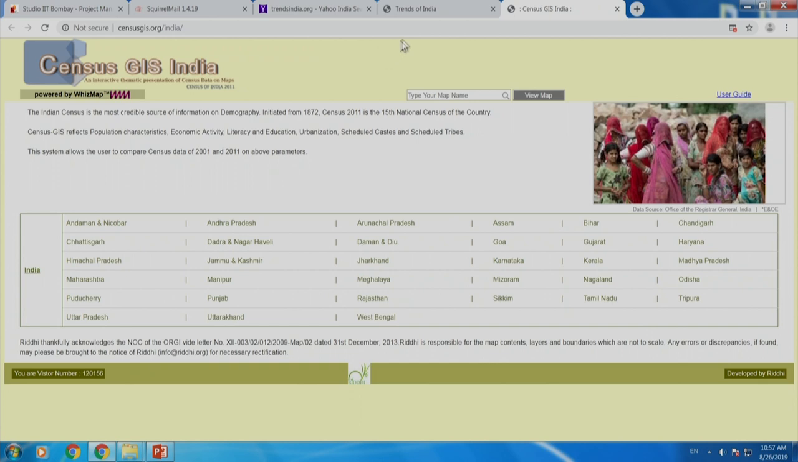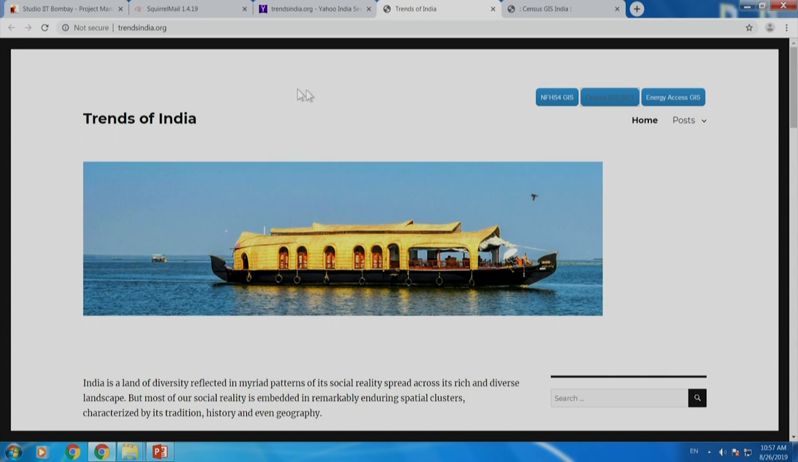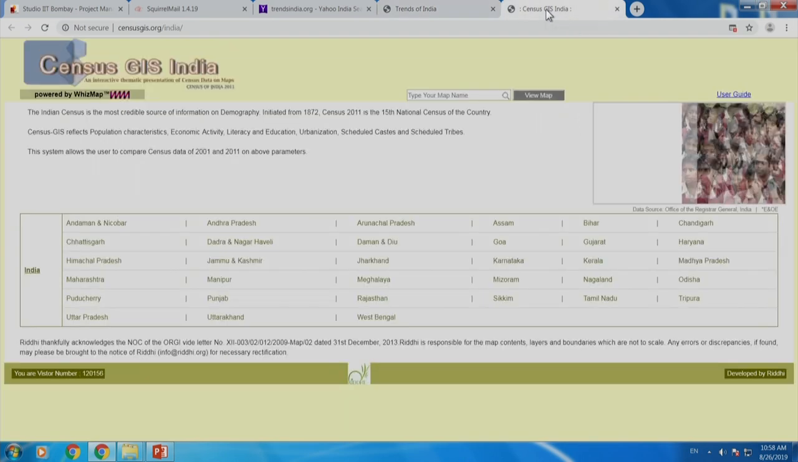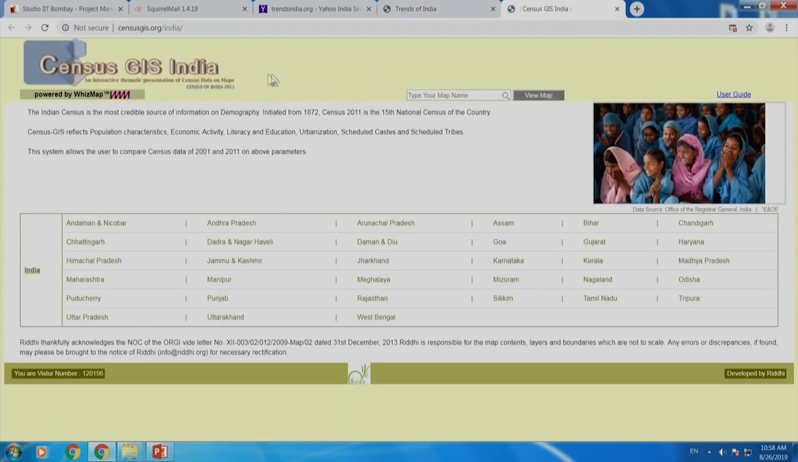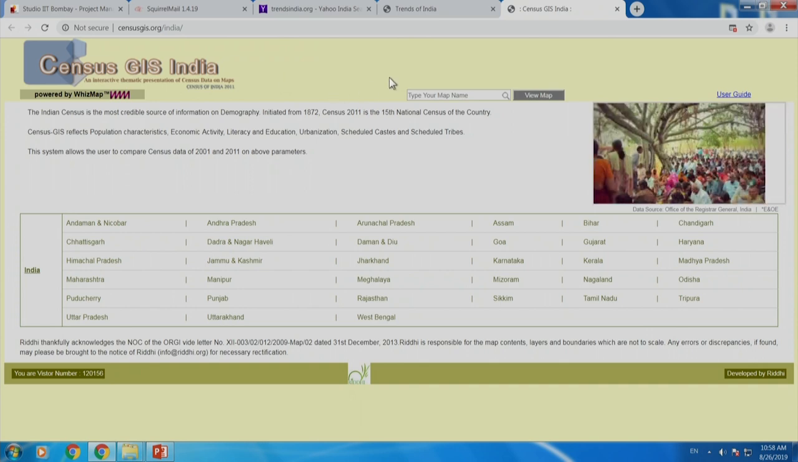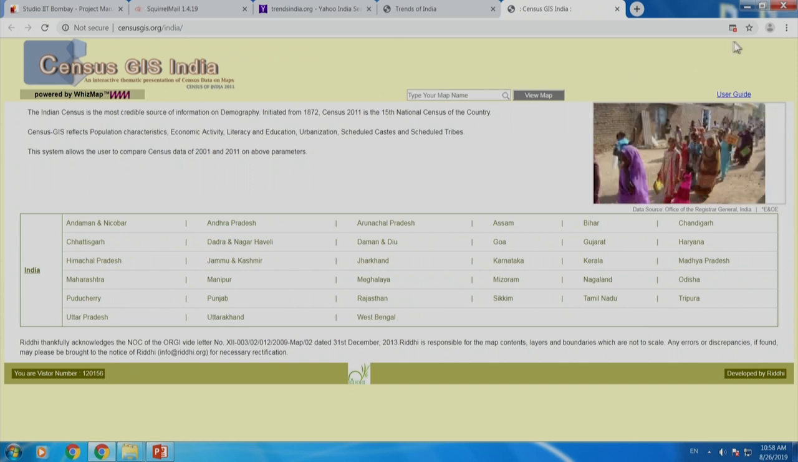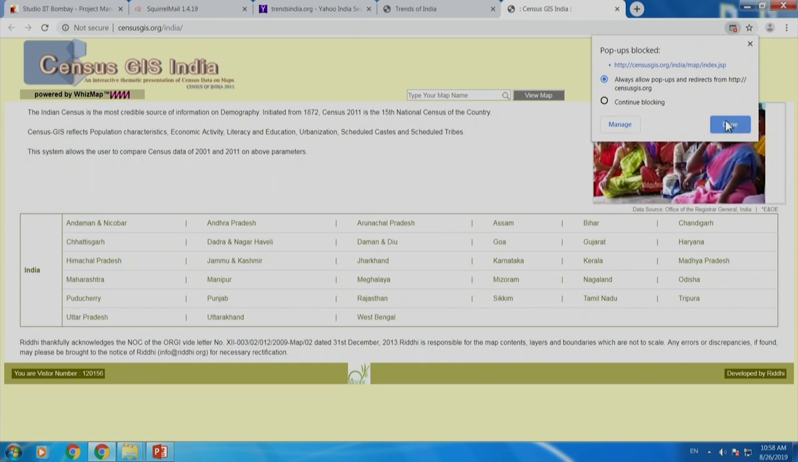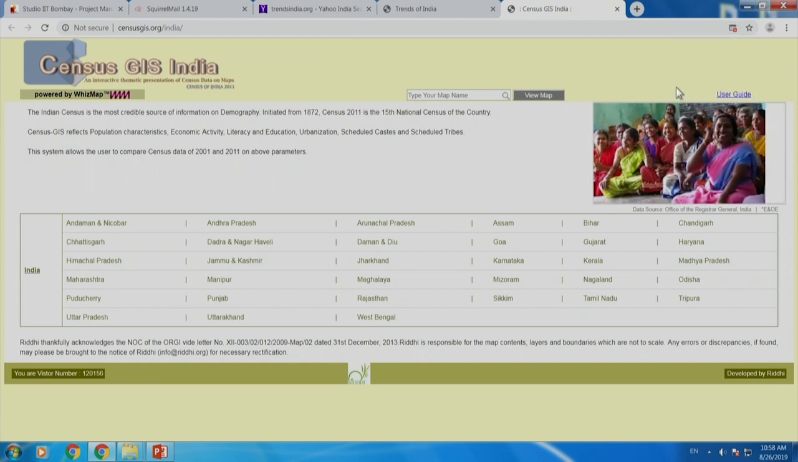This actually comes from another site called Trends India, trendsindia.org. And within trendsindia.org, you get a site, Census GIS 2011, which is here. You can independently go to this site as well. Now, let me forewarn you, you will get a pop-up block. When you get that block, you will have to remove the block and say allow this site. Only then you will be able to proceed.